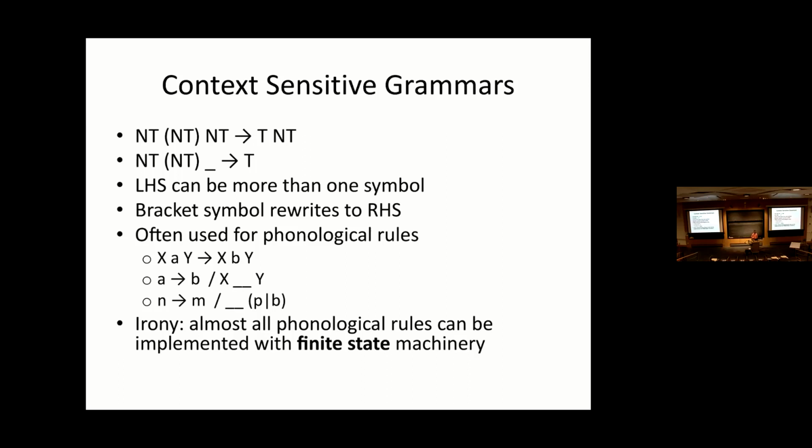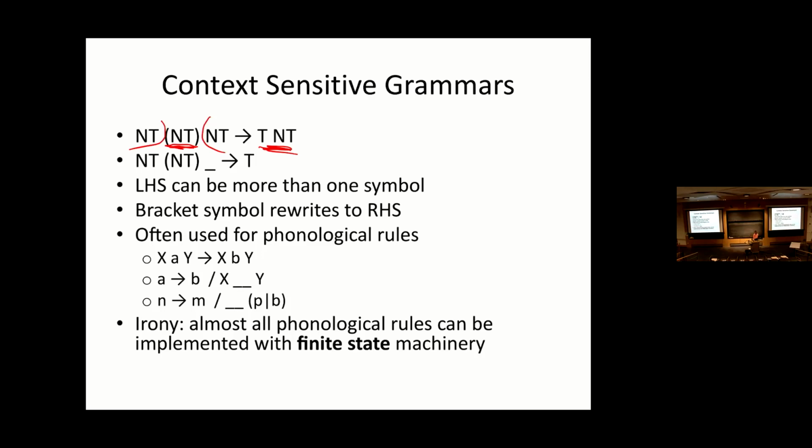Then you have context-sensitive grammars. Context-sensitive grammars have rules that look like the following, where NT is the thing that's getting rewritten, and the thing that's on the other side is what it gets rewritten as. And what is to the left and what is to the right, that's the context. So this T and this NT would only get rewritten as TNT when it occurred between these two non-terminals. So that's what makes it context sensitive.